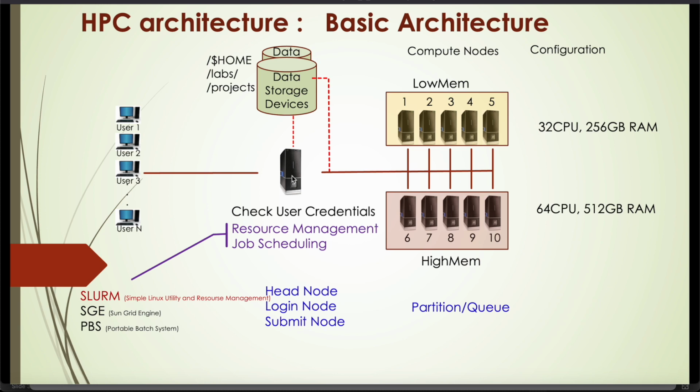Then we have a head node, login node or submit node, which has two purposes. One is to check user credentials and another is to do resource management and job scheduling. We also need to be aware that our data storage devices are external and they're connected at the same speed to pretty much all of our compute nodes. So there's generally no preference that we should use one versus the other, as long as the resources are available on both. These are some of the key components or terminologies you will come across when you're trying to use a high performance computing cluster.